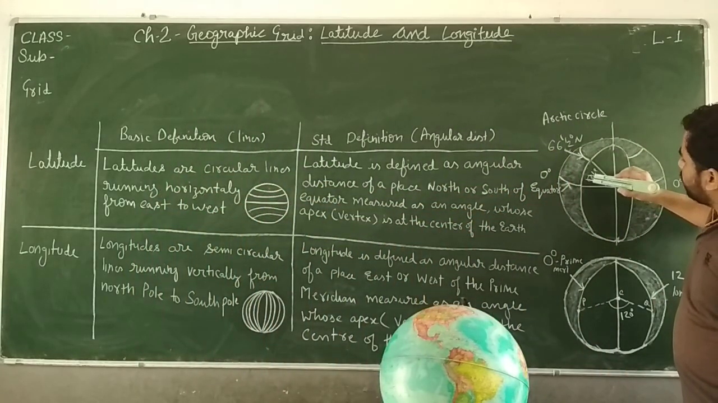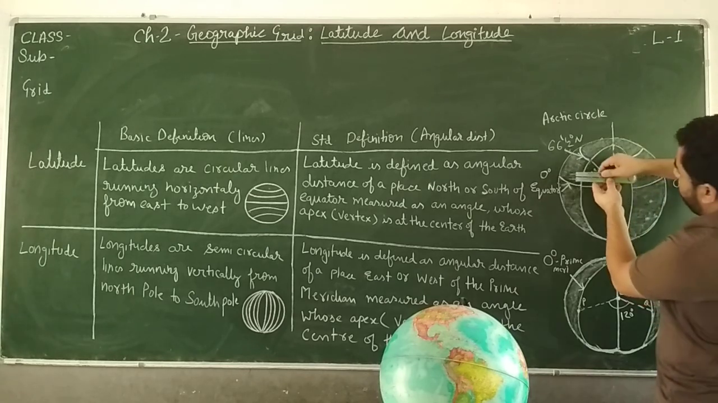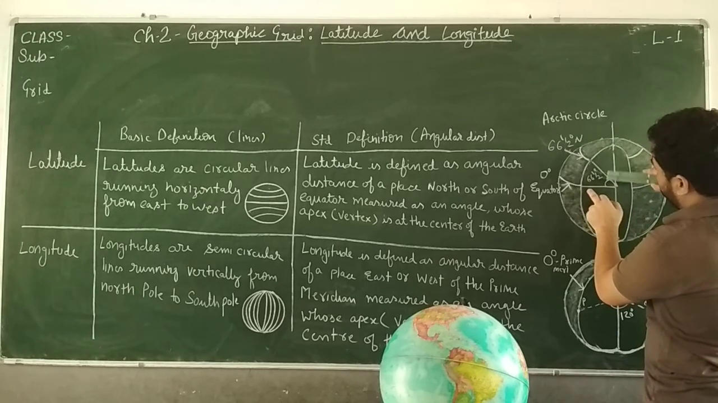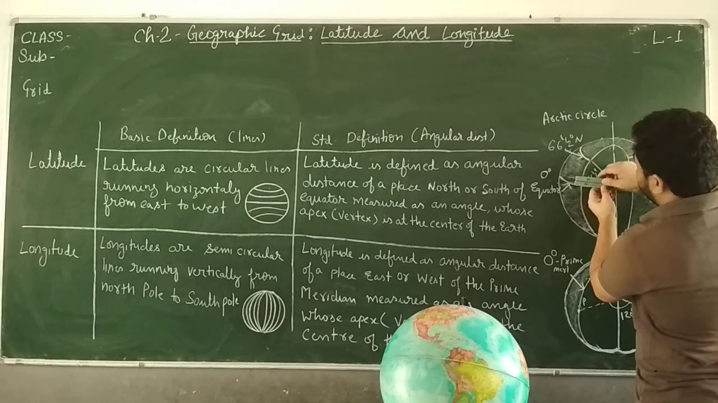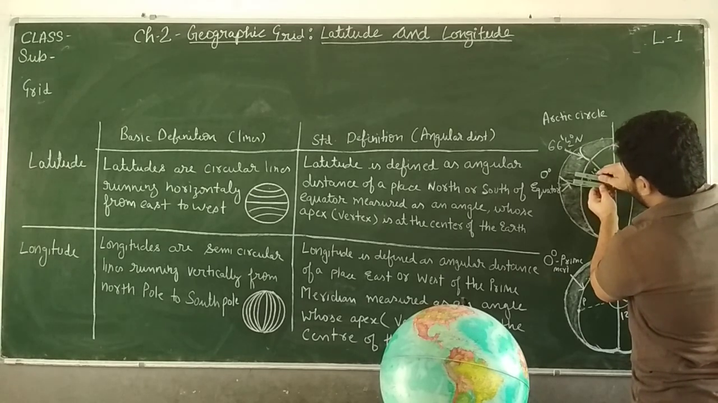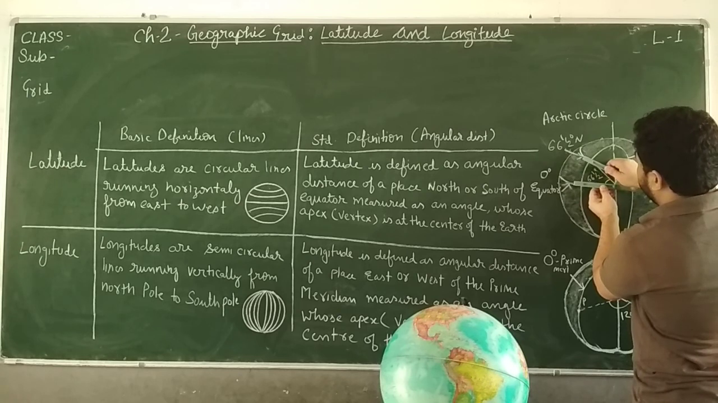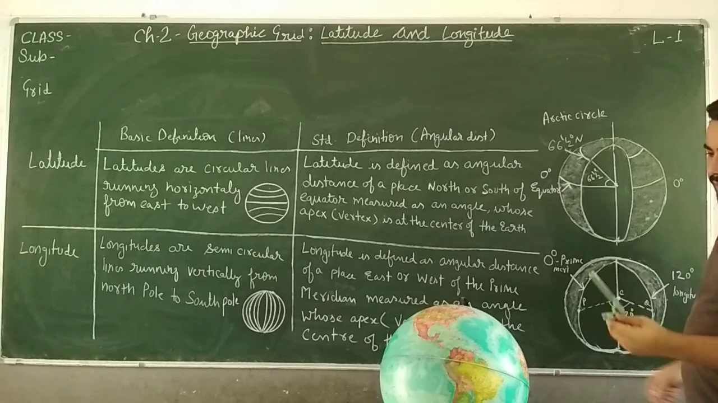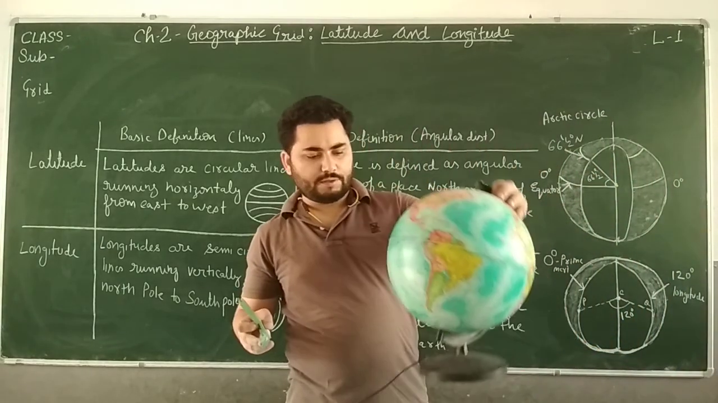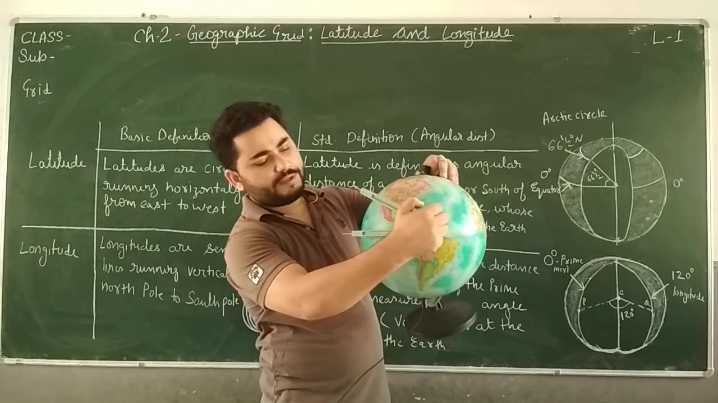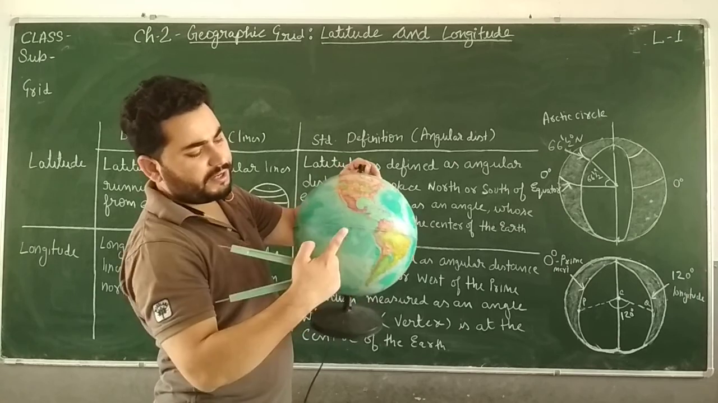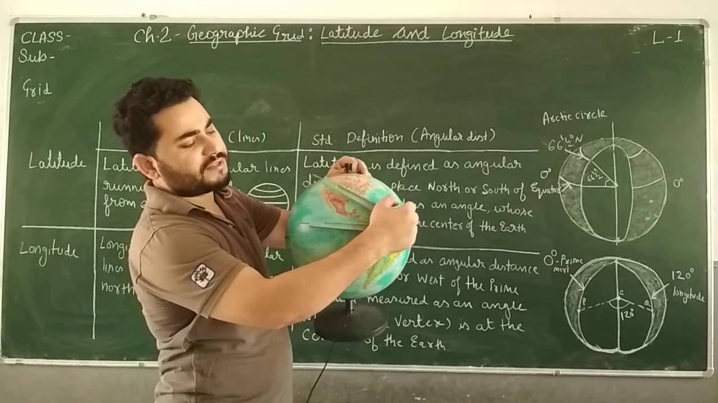So if you are taking angles this way, suppose this is 0 degree, the equator, right? And if you are measuring a distance this way, this is 1 degree, this is 2 degree, 3 degree, 4 degree, this is 66.5 degree. So it will be like this from here, 66.5 degree. Now what will you do? This is 0 degree here, and this will be 66.5 degree.